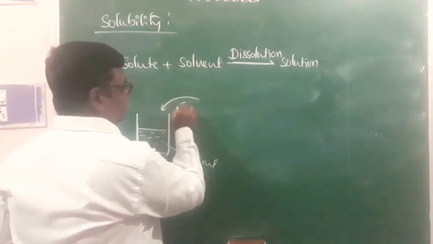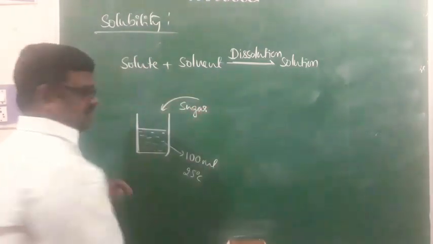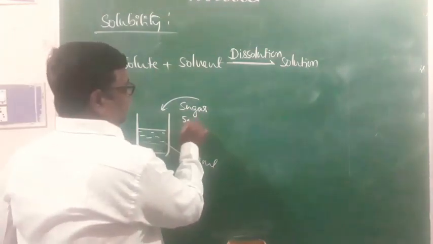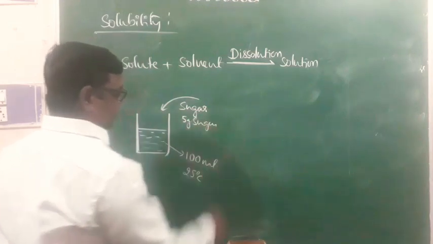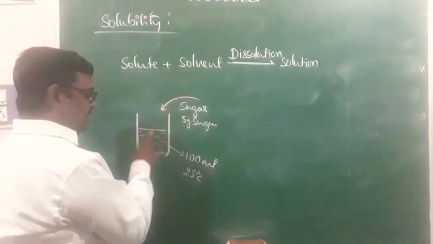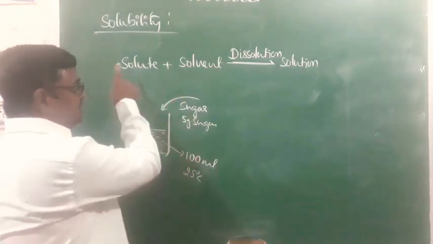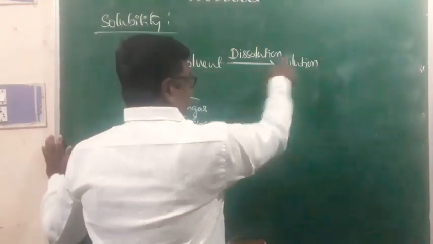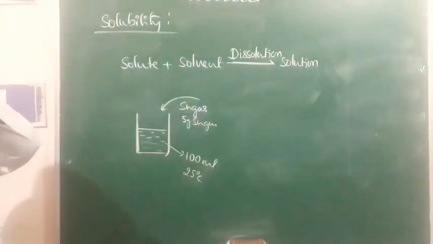Let me add sugar to it. For example, let me add around 5 grams of sugar. I am going to add 5 grams of sugar. The sugar is added to water and it disappears. It means sugar dissolves in the solvent and you get a sugar solution. The process is called dissolution.